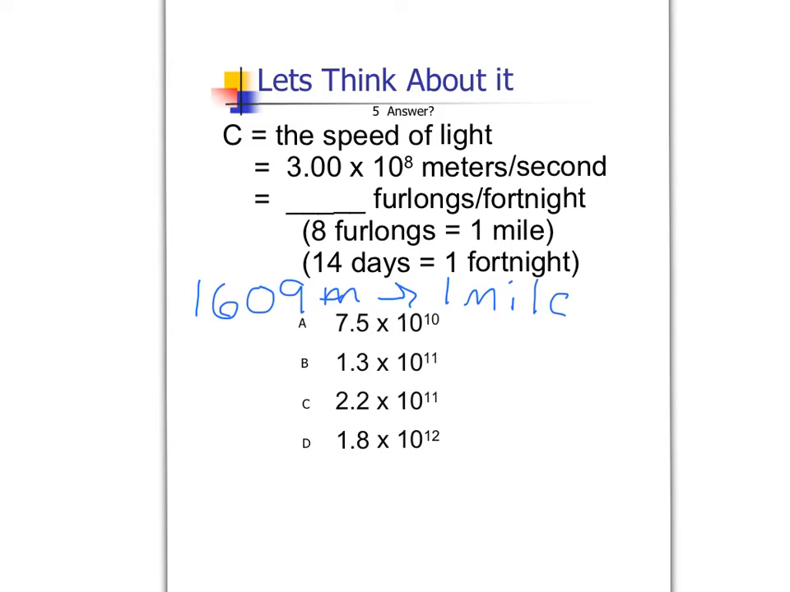Ultimately, if you answered on this one, D would be your answer for that.